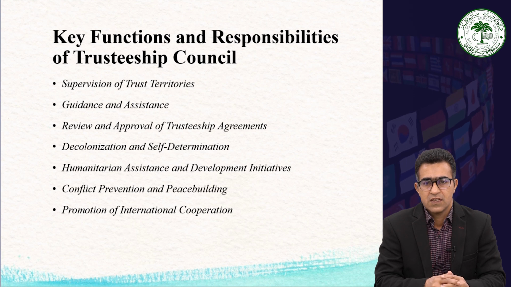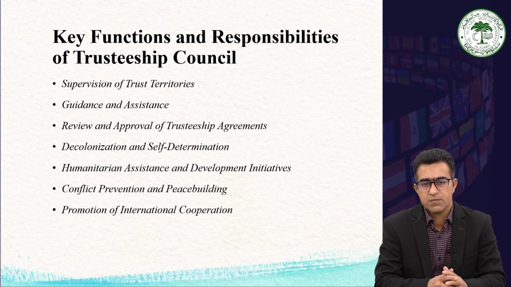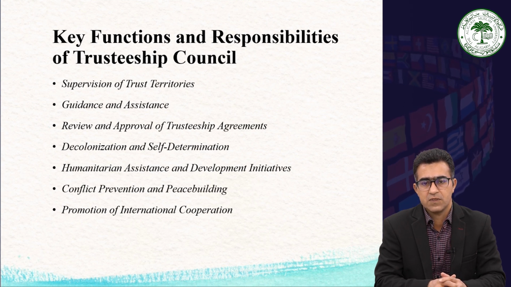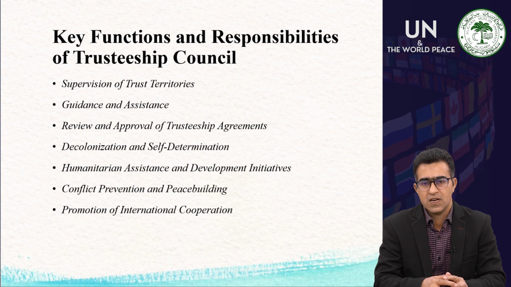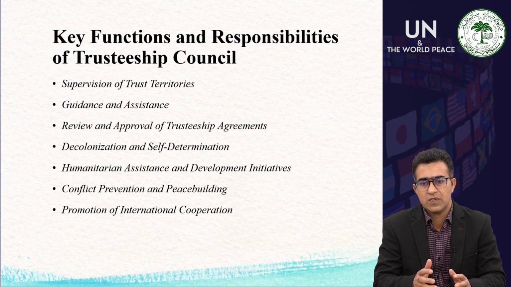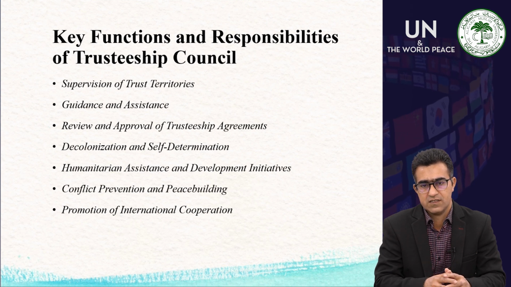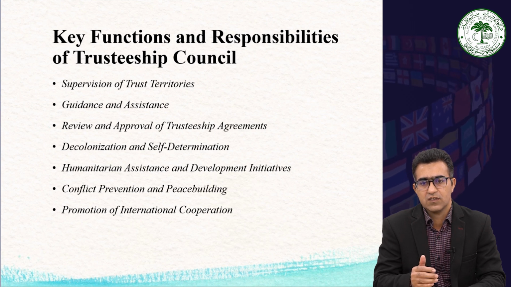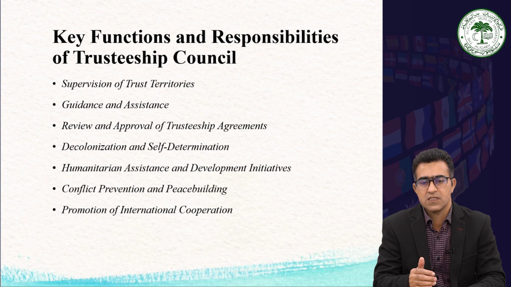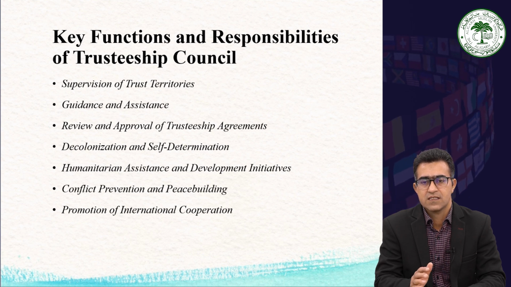Now, we are going to discuss the functions and responsibilities of the Trusteeship Council. The Trusteeship Council of the United Nations was established with several key functions and responsibilities which were outlined in the UN Charter. While its role has evolved over time, especially with the successful transition of most trust territories to self-government and independence, the core functions and responsibilities are like supervision of trust territories. So it means the primary function of the Trusteeship Council was to oversee the administration of trust territories placed under the trusteeship system established by the UN Charter.